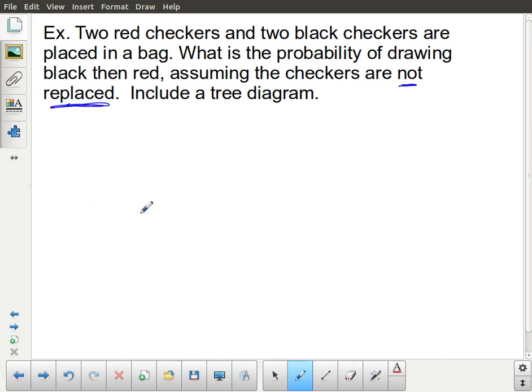And it says to include a tree diagram. So I think for the sake of explanation, it's actually easier to start with a tree diagram. When I reach into that bag, I can't see what I'm pulling out. What could happen? I could pull out a black checker.